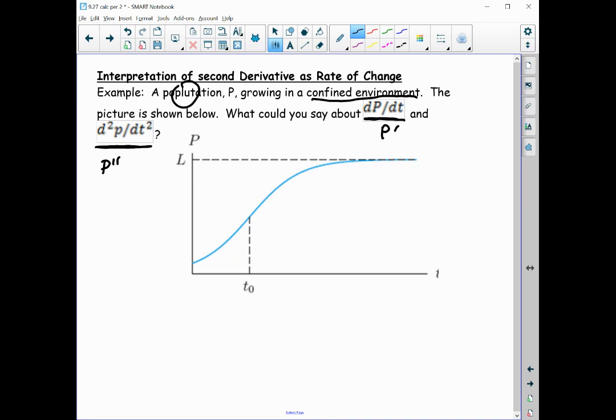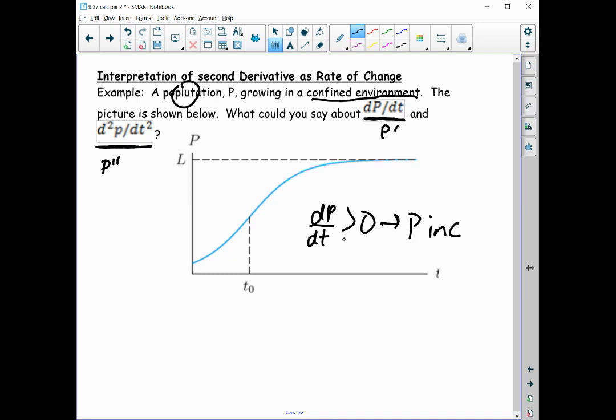What can I say about dP/dt? Well, what I could say is that dP/dt is positive. And how do I know that? P is increasing the whole time. So since my function is increasing, since the population is growing, the rate of change of the population should be positive. So no matter what the shape is, it is increasing in value the entire time. So we would say that dP/dt is greater than 0, or is positive.